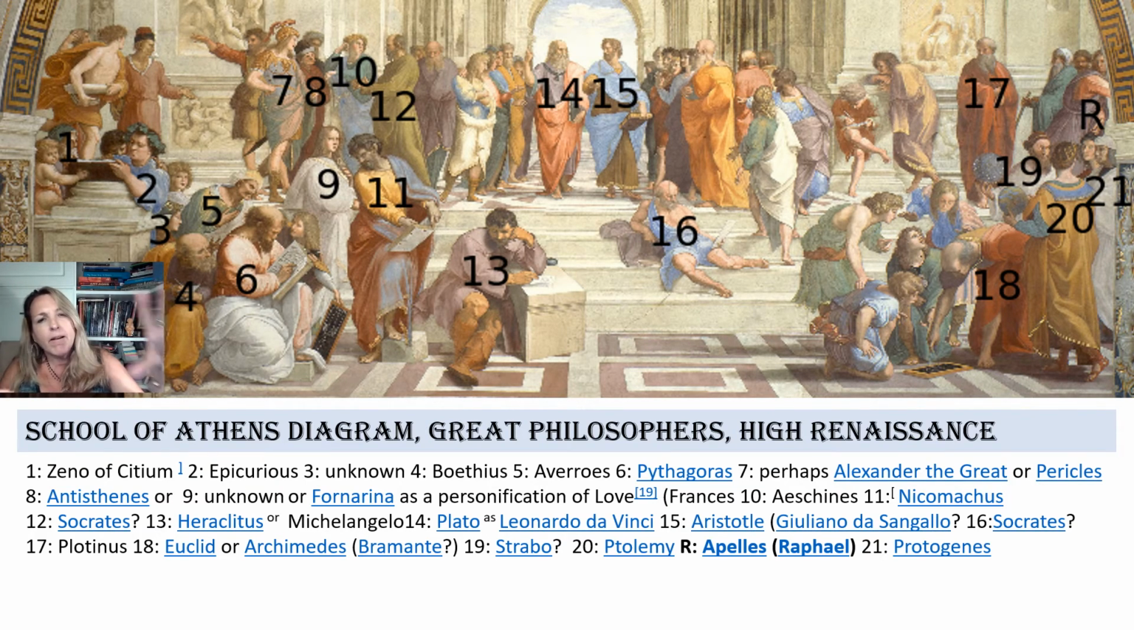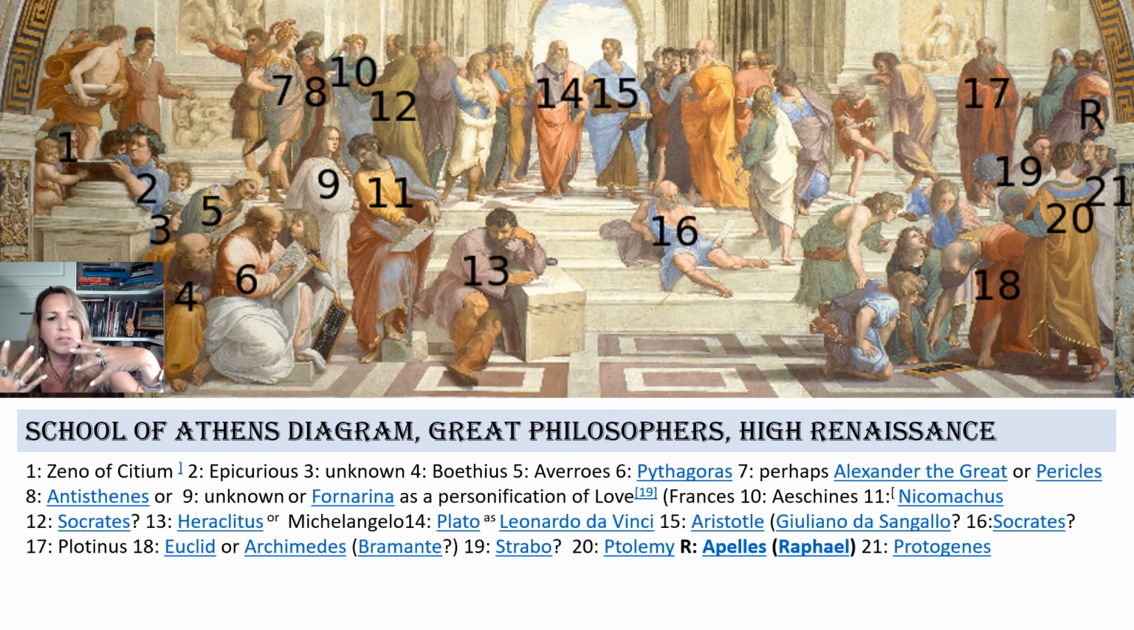Okay, so this is a diagram of the great thinkers, philosophers, the School of Athens, and some of the identifications. Some of them are argued about. Number 13, I think almost positively, is Michelangelo, because he was known to be moody, difficult. This commission would not have made him happy. Number 14 appears to be Plato. Could it be Plato, who happens to look like Leonardo da Vinci, kind of a dualism? Entirely possible that he is doing that, yes. 15, Aristotle. Number 18 is Euclid.